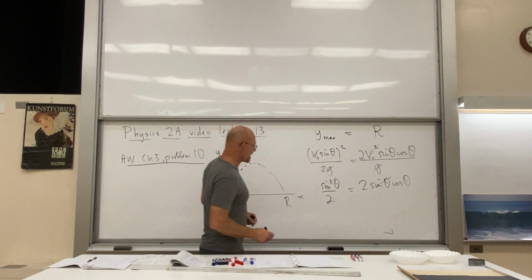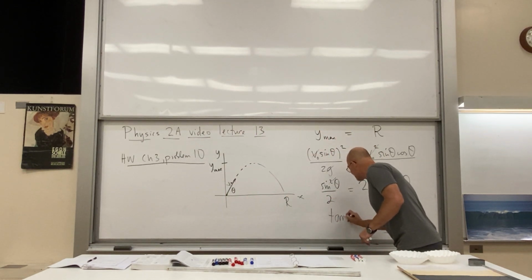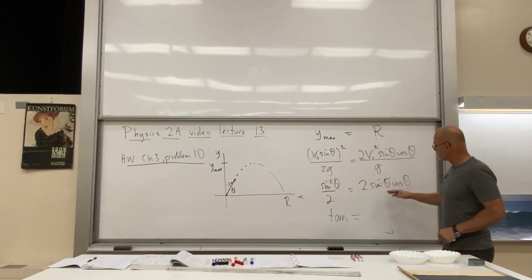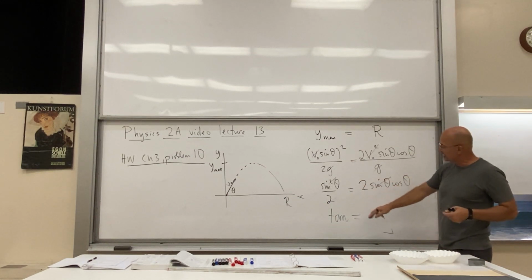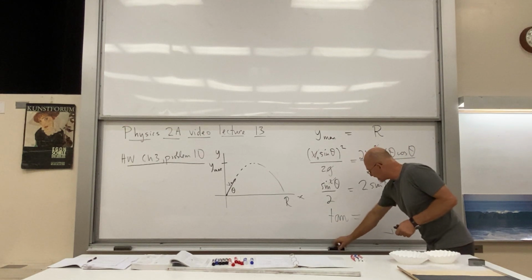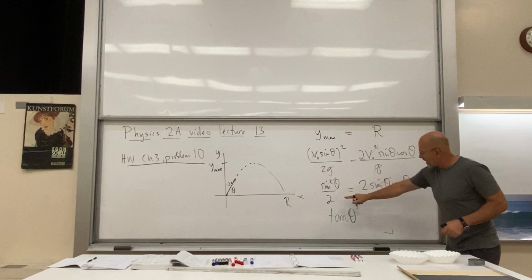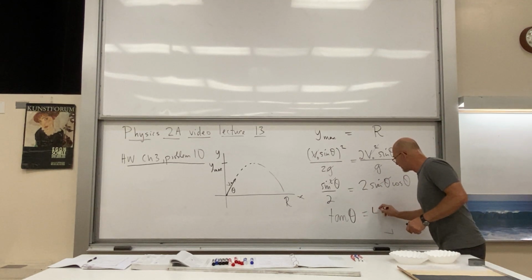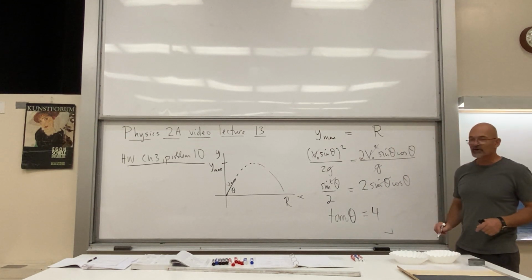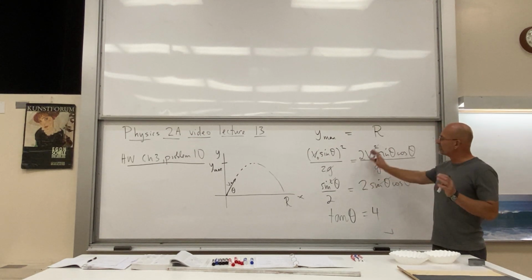Now we'll divide by cosine theta on both sides, so we get tangent theta on the left. Cross multiply over, and we get 4. So theta is the inverse tangent of 4. Pretty interesting problem, right? I'll leave the rest of it. That was the interesting part.